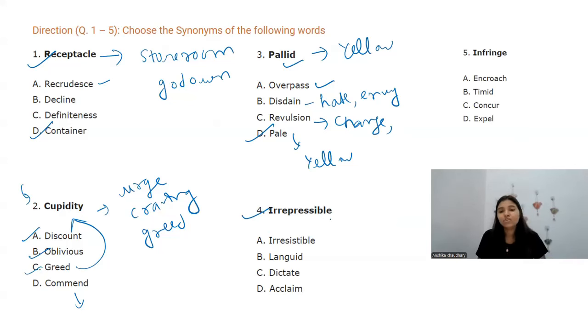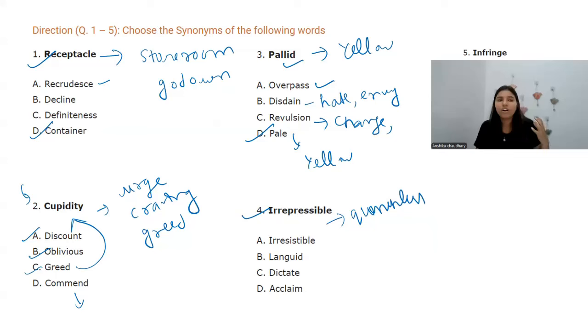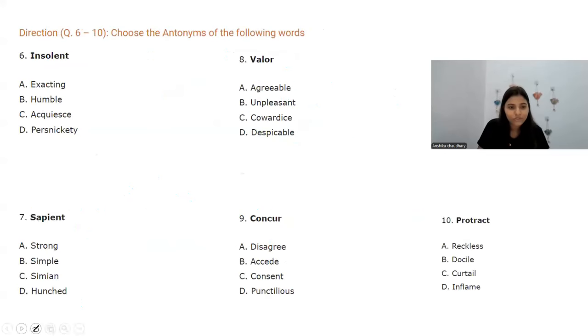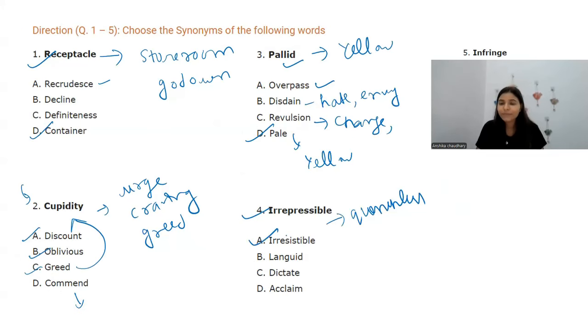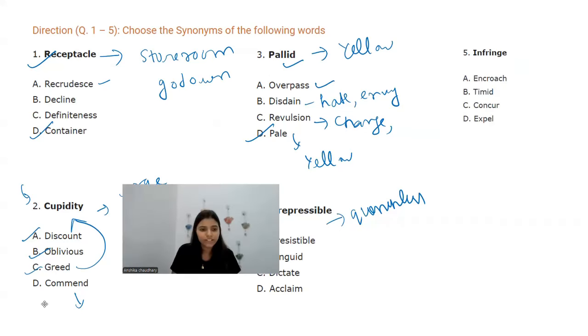Okay, so irrepressible. The meaning of irrepressible is quenchless. What does it mean? Quenchless means one who cannot be modified, a thing that cannot be modified or we cannot make any changes in it, that is irrepressible. So irresistible will be the answer because it is not resistant. And the meanings of language, dictate, and acclaim, you have to find out on your own. Let's move on to the next one.